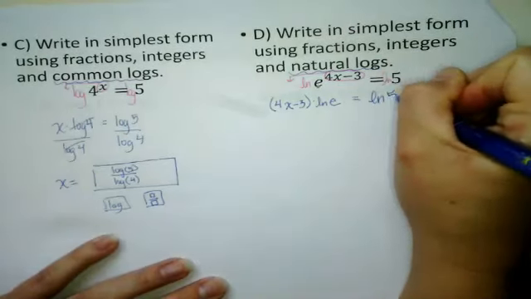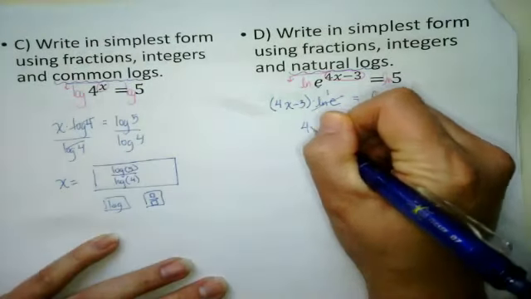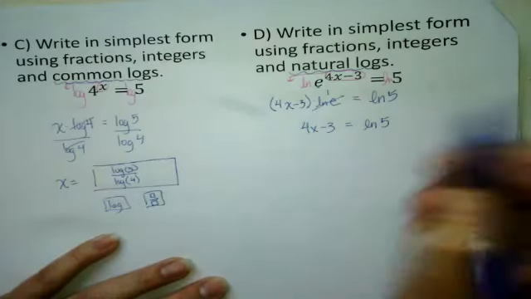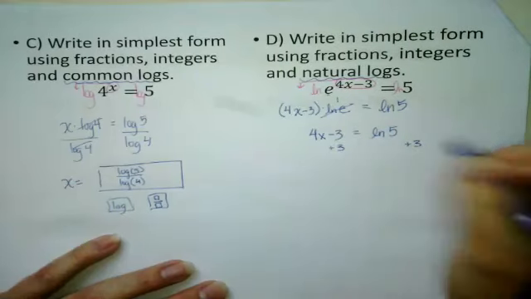Equals the natural log of 5. The natural log of e, we know, is just 1. And so I'm left with 4x minus 3 equals the natural log of 5. And then I need to solve for x. I'm going to go ahead and add the 3.